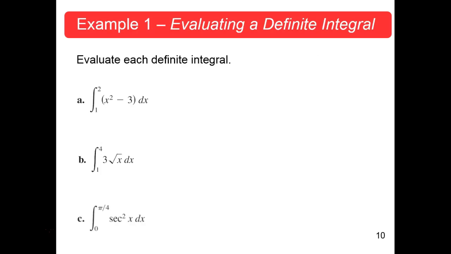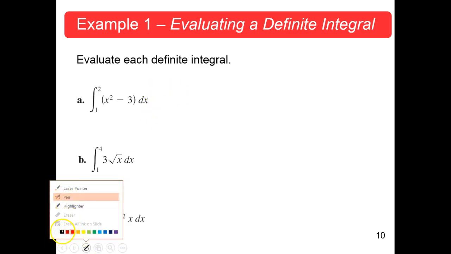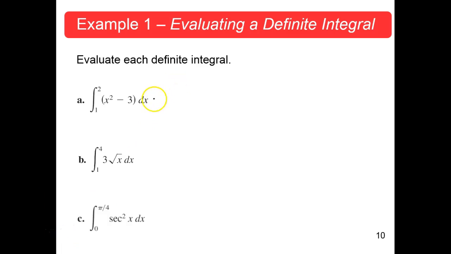So let's evaluate these. That first one, what would be first, the antiderivative? Whoops, let me get my pen set up. We've been doing a lot of blah, blah, blah. Here we're actually going to do something. Antiderivative of x squared is x cubed over 3 minus the antiderivative of 3 dx, which is 3x. Perfect. And we're going to evaluate that from 1 to 2.